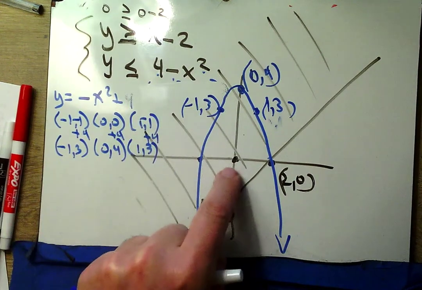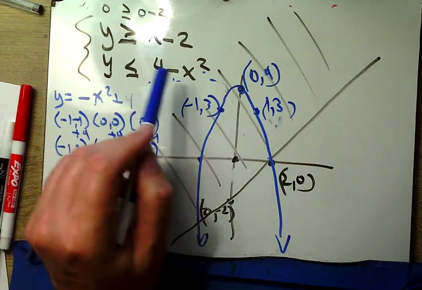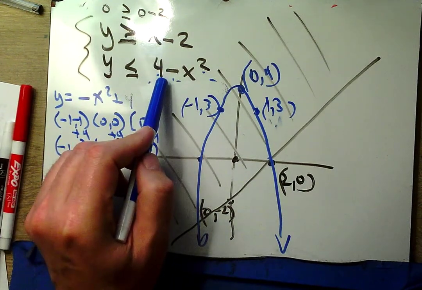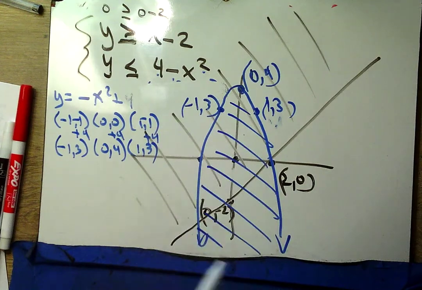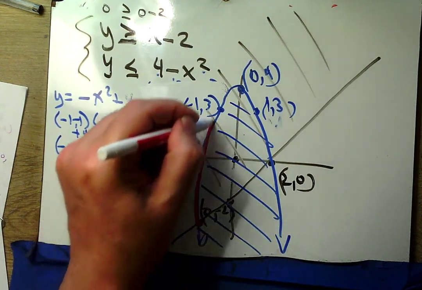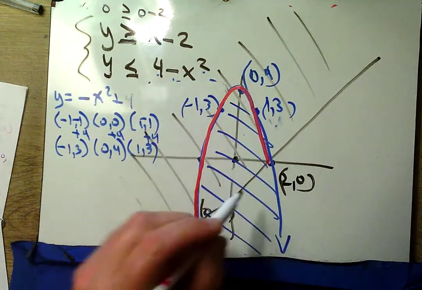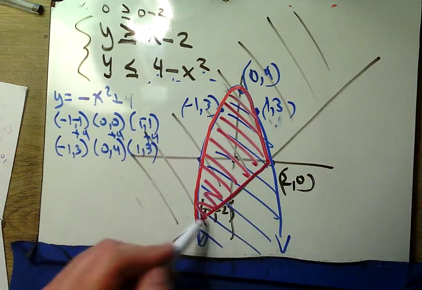Now what about (0, 0)? Does that work? 0 is less than or equal to 4. Well, yeah, that's true. So my blue shading is inside. And so for us then, the solution goes like this, and like this, and is this in here.